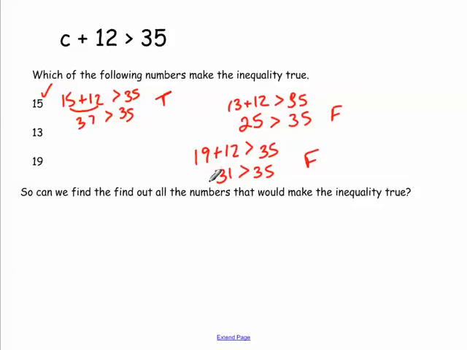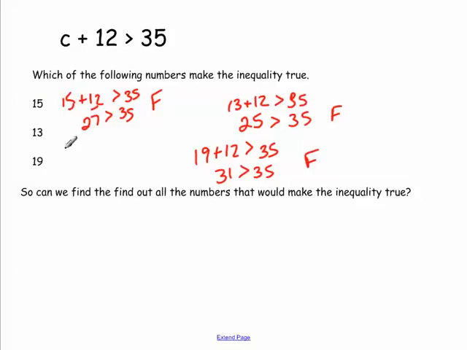Let's see, hold on, is that right? Ooh, this is not right. Sorry, guys. Hey, I caught my own mistake. This is 27, so that is false too. Did you catch it before I did? I hope so. All right, so none of these numbers work. So I'm trying to find something that would.